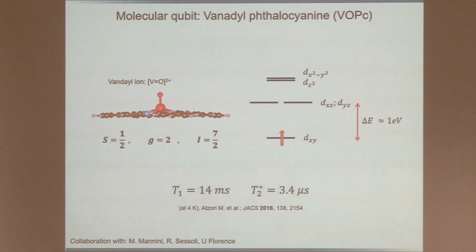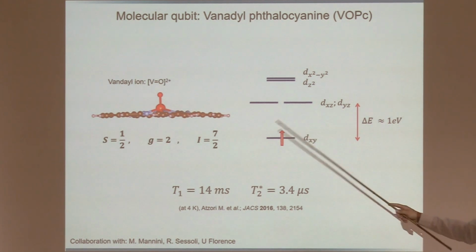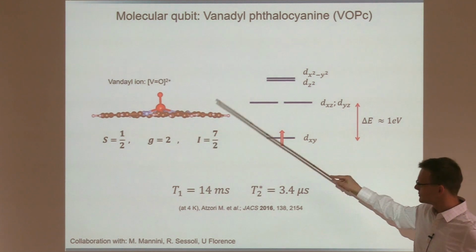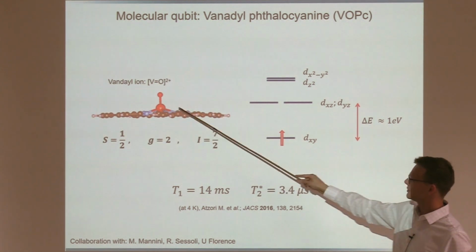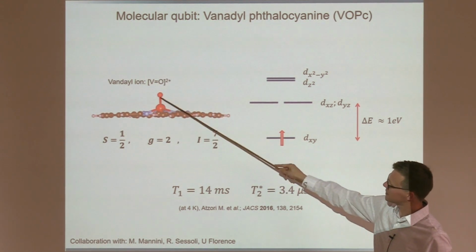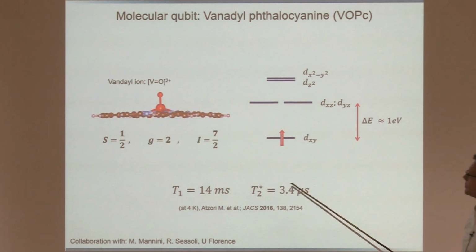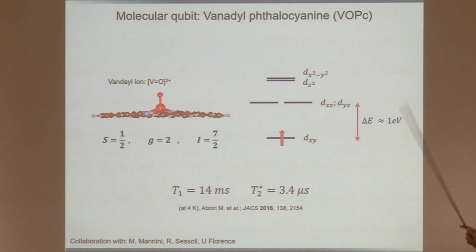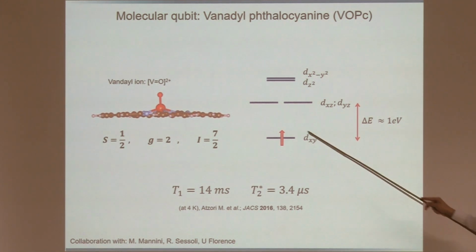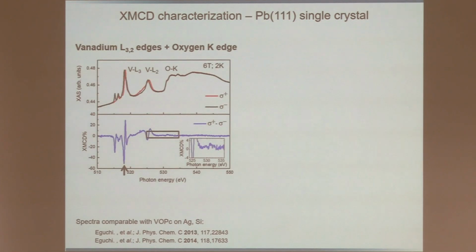The molecule that we chose for this was advertised and provided to us by Roberta Sessoli's group and Matteo Mannini. It's a vanadyl phthalocyanine, so a flat phthalocyanine ligand, and then the VO sticks out a little bit, right? The oxygen points up, the binding is with the vanadium. The nice property of this guy is its electron spin is 1/2, and the electron spin resides in a single dxy orbital.